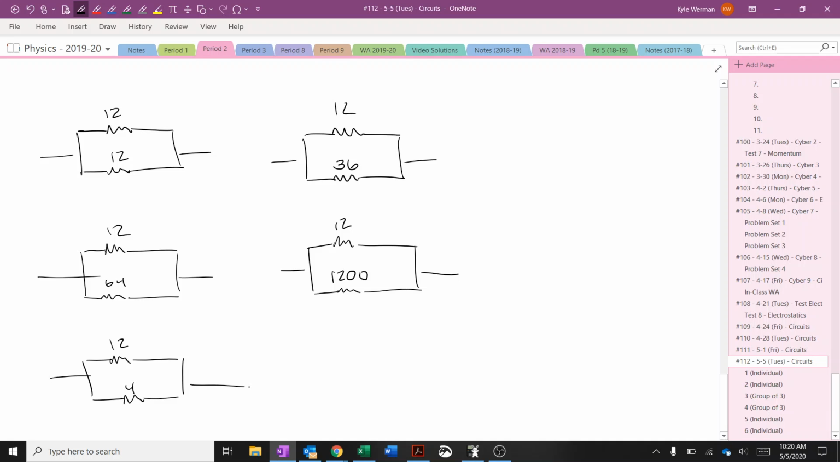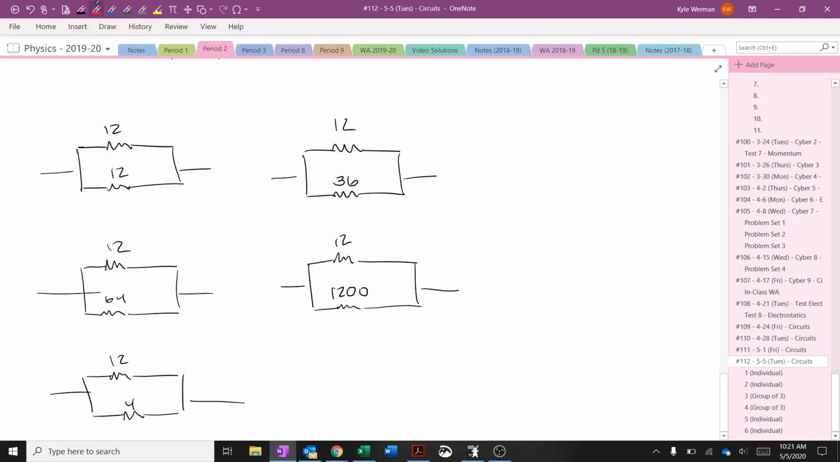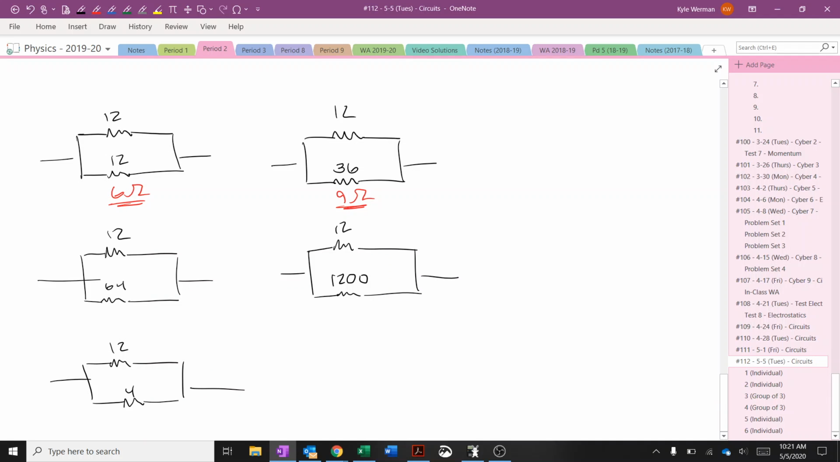All right, so let's look at some of these things. It turns out 12 and a 12, we just learned about that, is going to be 6 ohm equivalent. Well, 12 and 36? 12 and 12 is 6. 12 and 36 should be less than 12, but 36 is slower, so it ends up becoming 9 ohms when you calculate it. 12 and 64, well, it's got to be greater than 6 again, and 64 is pretty slow. You end up getting 10.1 ohms. What about 12 in a really slow pathway? Well, you end up getting 11.8 ohms.